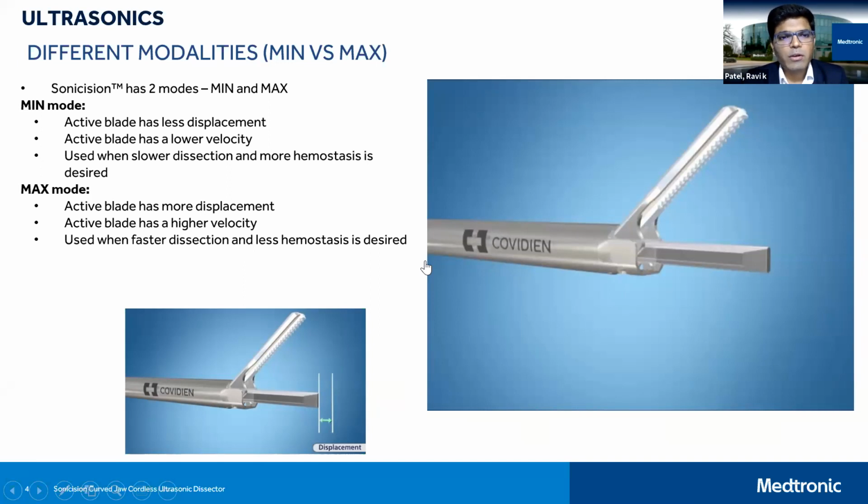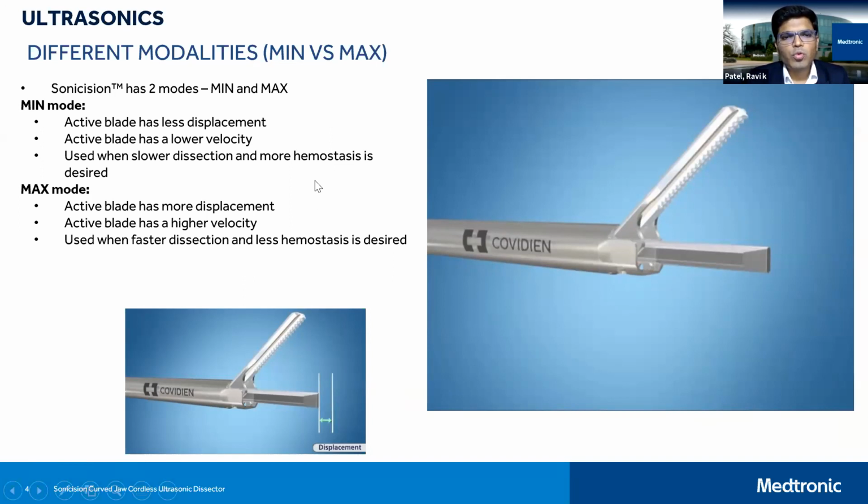In our Sonicision, we have two energy modalities. The surgeon can have the effect of minimum and maximum mode. So how are minimum mode and maximum mode different? In minimum mode, the active blade has less displacement. If you can see here, the active blade will not travel to the next position. It will travel a lesser distance, with lesser displacement and lower velocity, and it is used when slower dissection and more hemostasis is required.